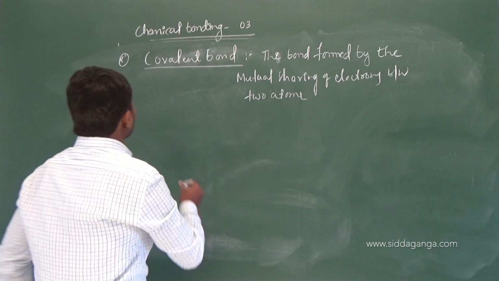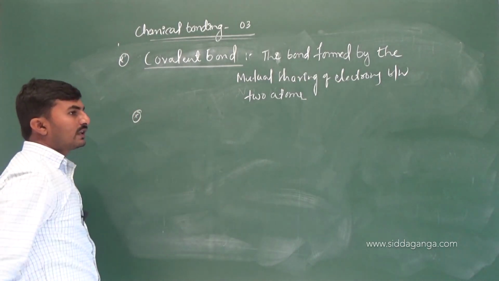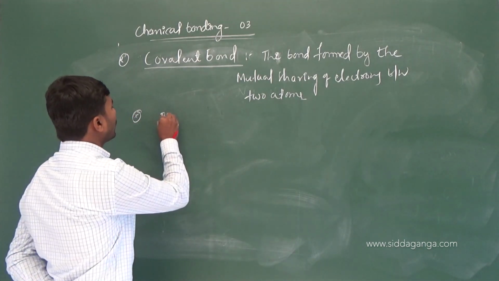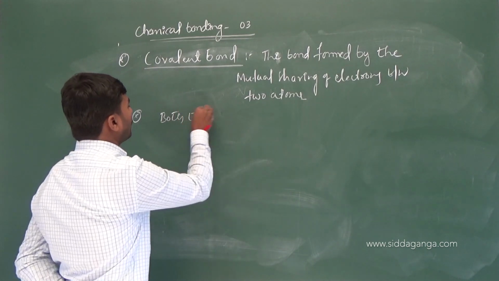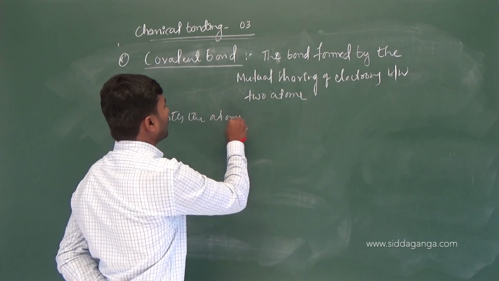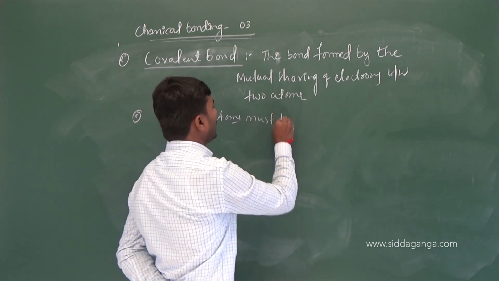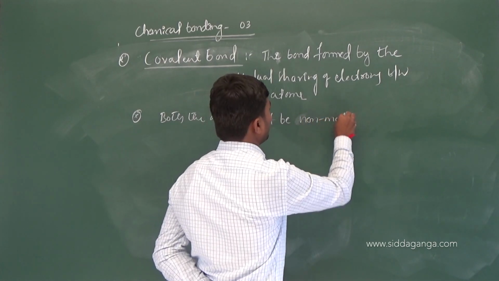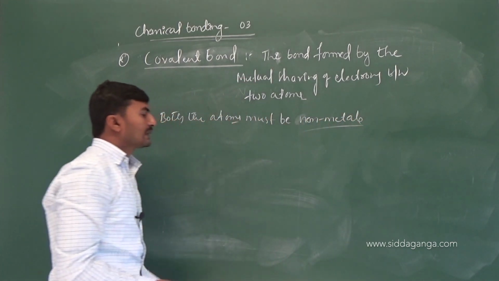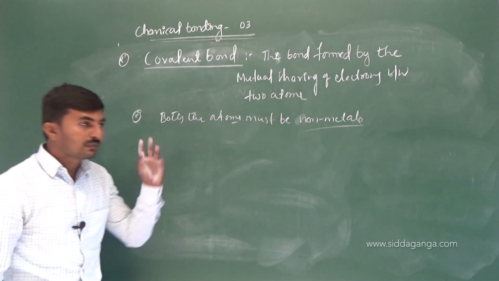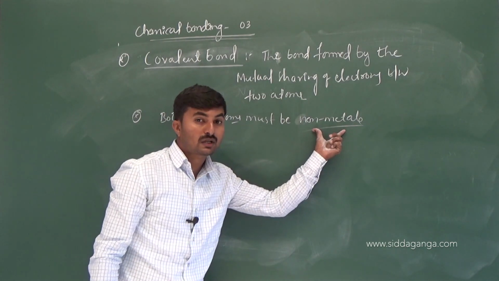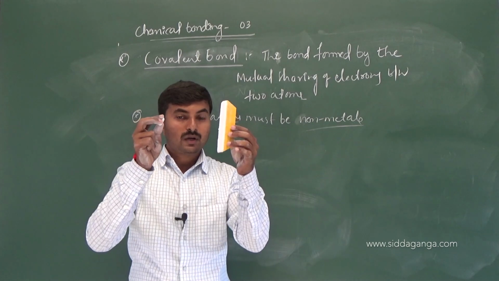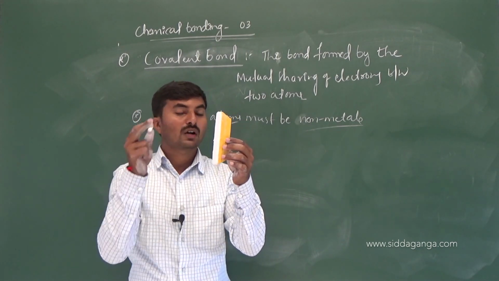Okay, then what are the conditions for this covalent bond? What conditions must be there for a covalent bond to form? Okay, both the atoms must be non-metals. Okay, this is the most important condition. If the bond is formed between non-metals, if we consider these two atoms, if both are non-metal only, there is a provision to form a covalent bond.